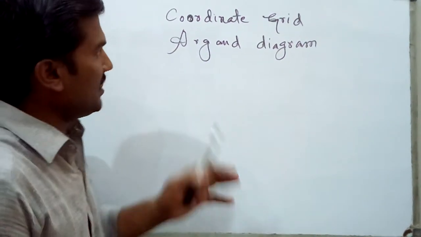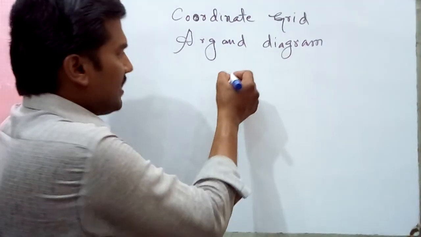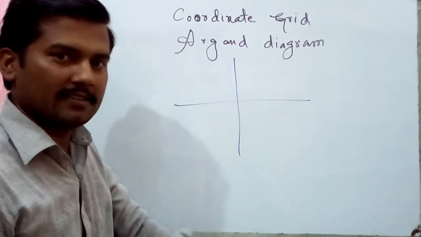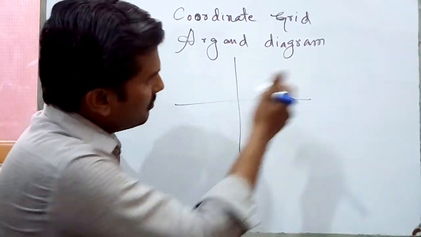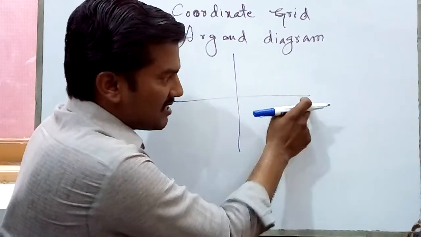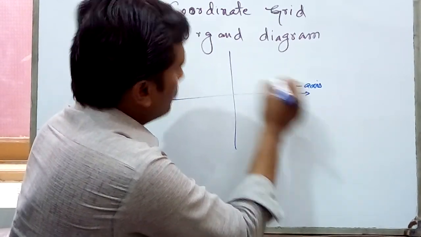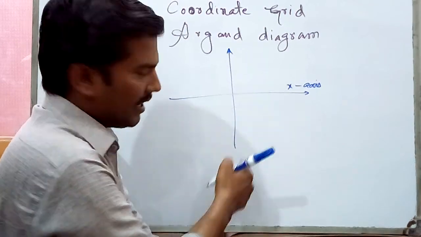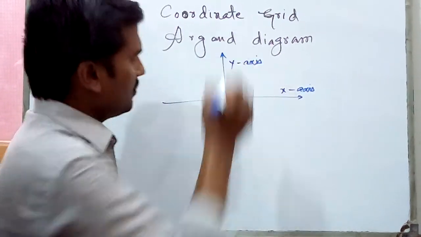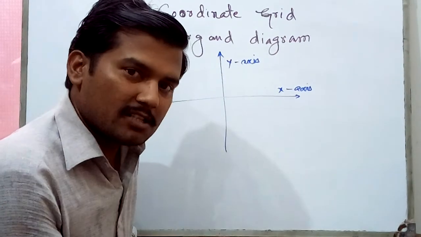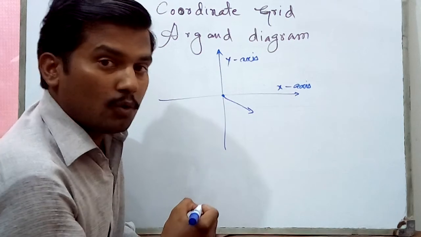Now what is this coordinate system or diagram? This is actually the combination of these two lines. This horizontal line is called x-axis and this vertical line is called y-axis. The point of intersection of these both lines is called origin.